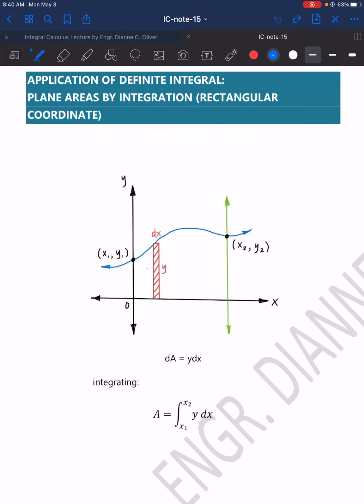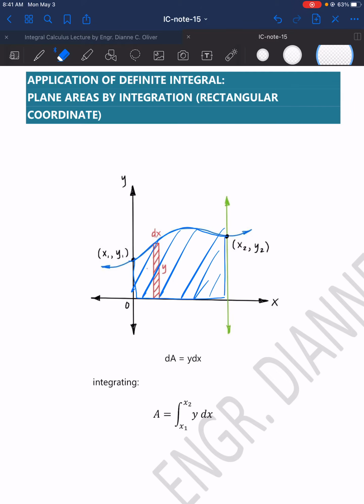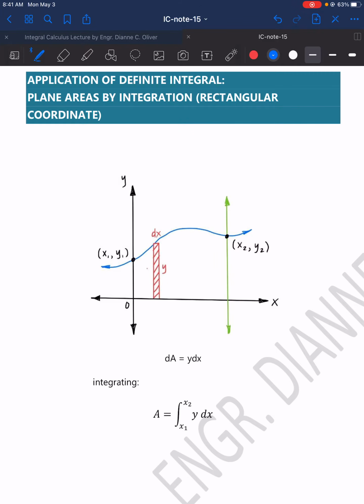If we want to solve for the area bounded by this curve here, the blue curve, the x-axis and the y-axis, and this green line here, we will be taking the area of this portion. Then we will use integration. So how do we use integration in solving for the area of this region?